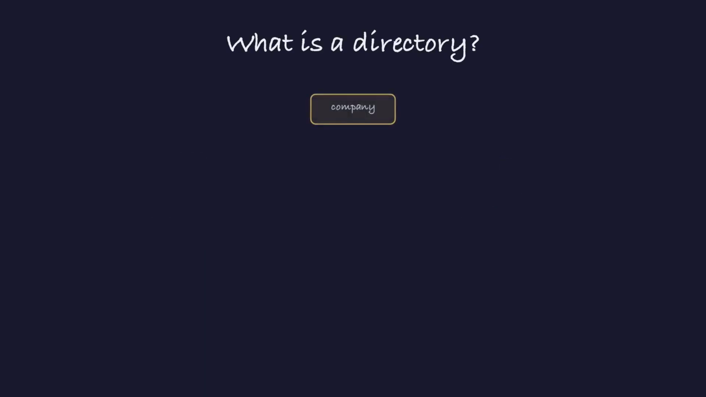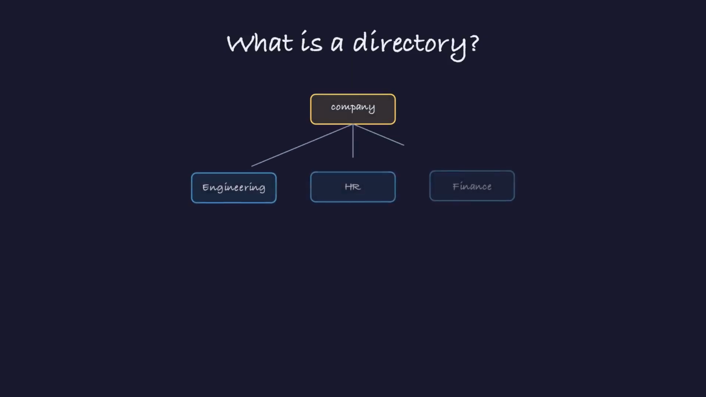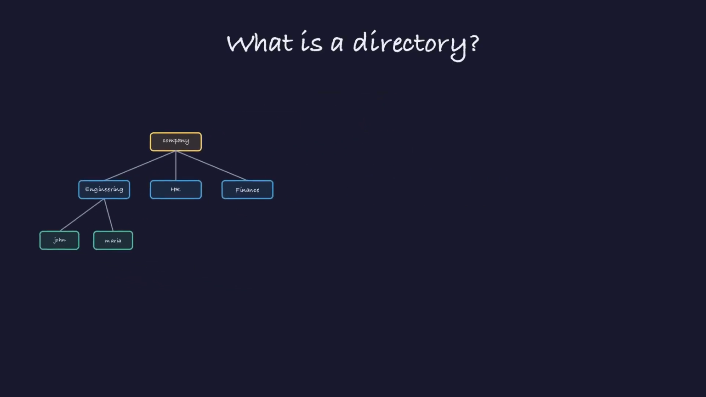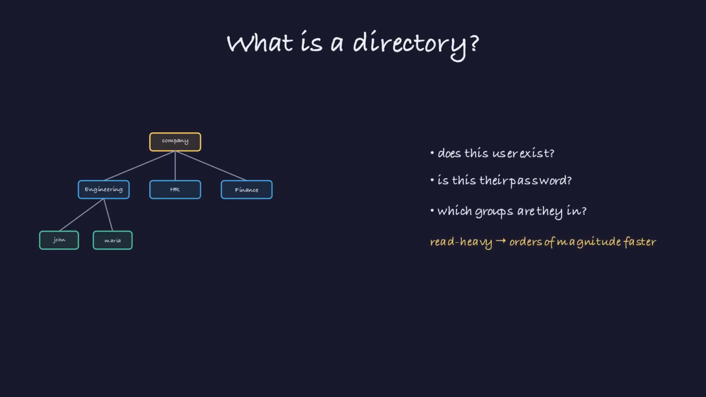Picture a corporate org chart in a database. At the root, your company. Then departments: engineering, HR, finance. Then teams. Then individual users, each with attributes: name, email, title, manager, groups. It exists to answer questions fast and constantly. Does this user exist? Is this their password? Which groups are they in? A relational database could store this, but a directory is orders of magnitude faster at it.